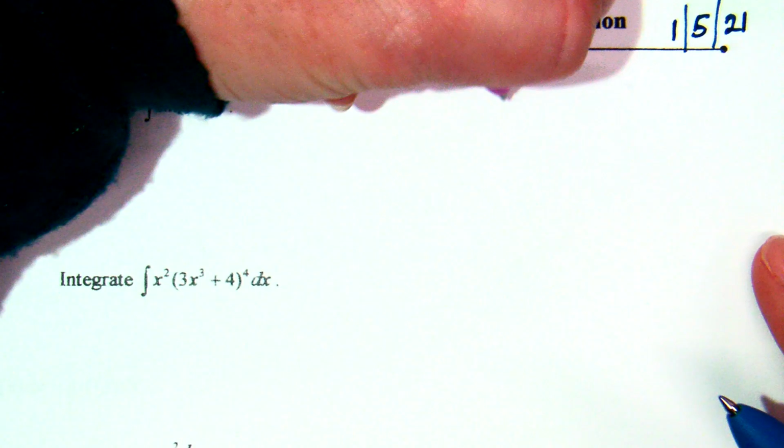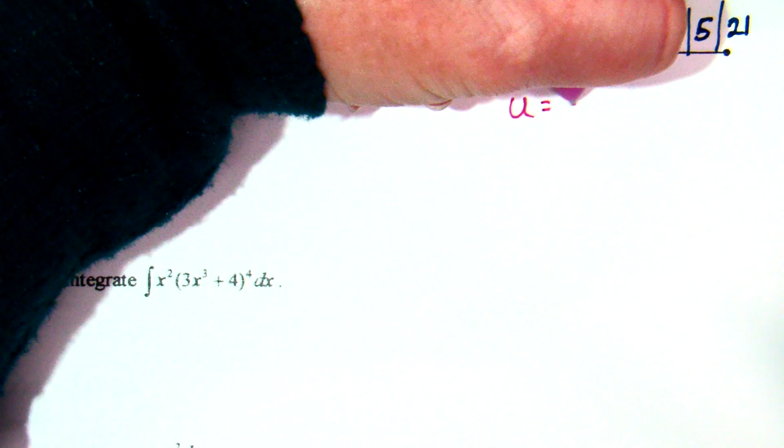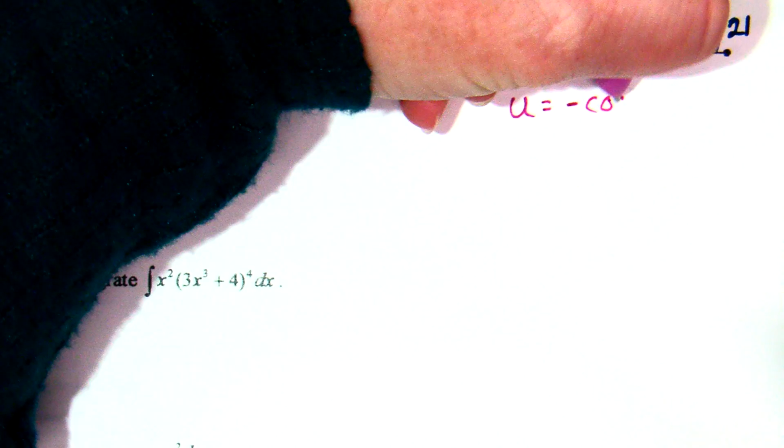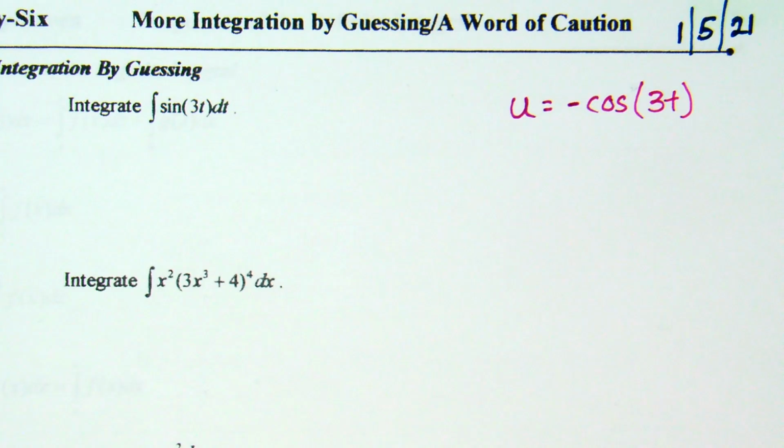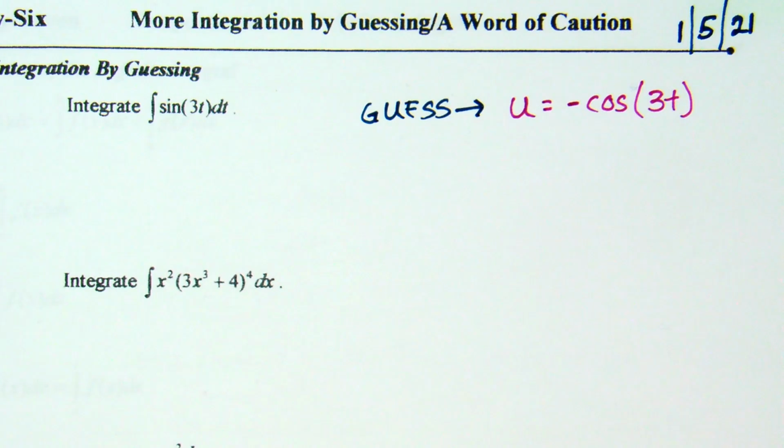So what I'm going to do over here is use u equals negative cosine of 3t. And this is my guess. If I had to guess what the answer to this problem is right now, I would say the integral of sine of 3t is negative cosine of 3t. Now, how do we check that? In order to check that, we take the derivative. And that's what we're going to do to figure out our missing pieces here.